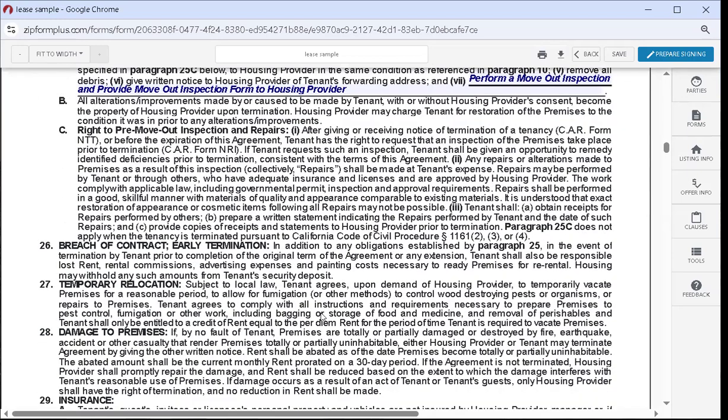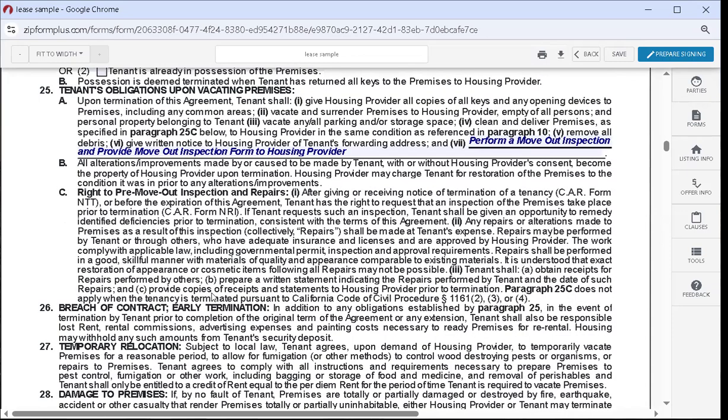Okay. Move in, move in inspection form. When moving out, there are two forms. One is a pre-move-out inspection, and then there's a move-out. So they're supposed to do the pre-move-out a couple weeks before move out, to give the tenant a chance.